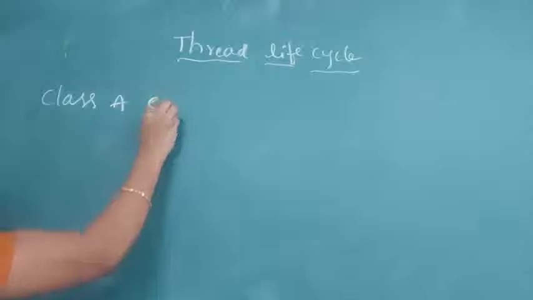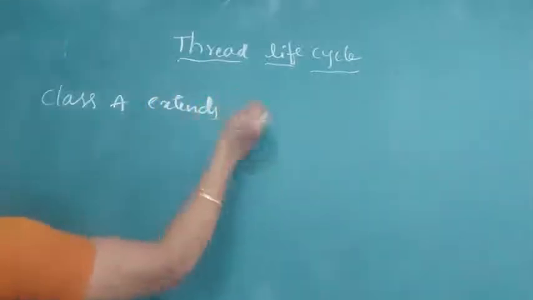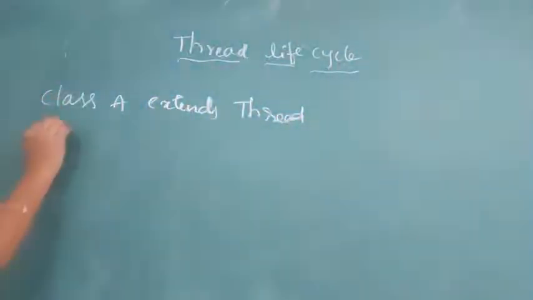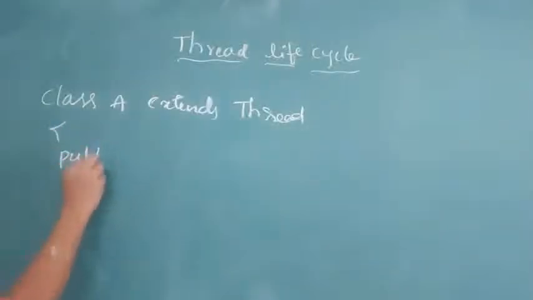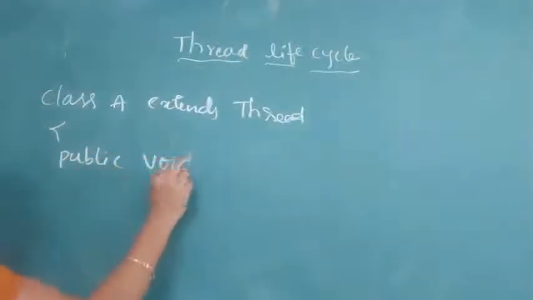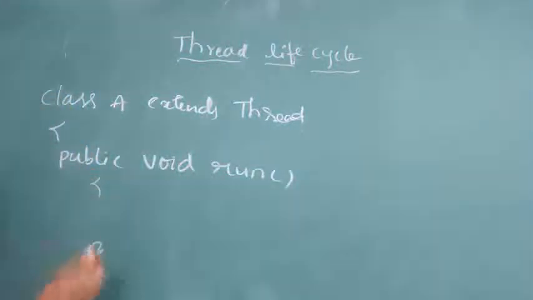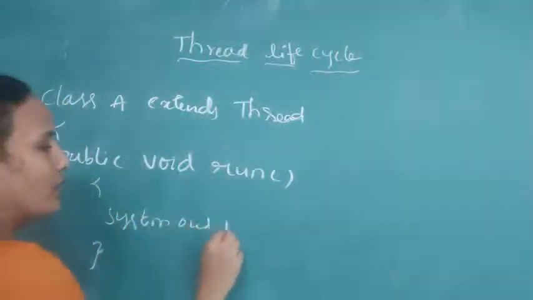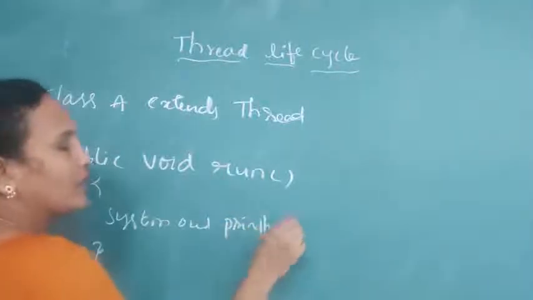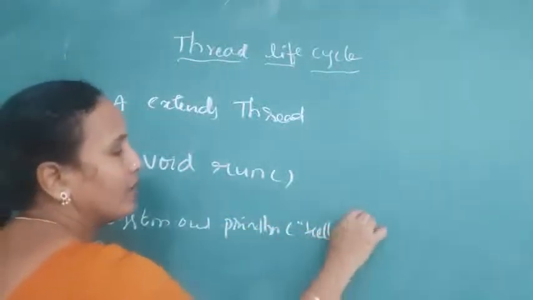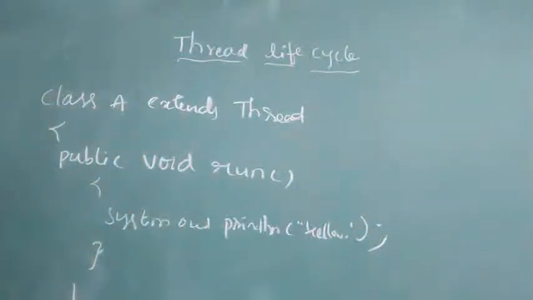Class A extends Thread, a Java API class. Next, in this, public void run is a run method. Next, whatever you want to execute from this example, System.out.println. Okay, println example: this is a hello world. This I want to execute from this thread.